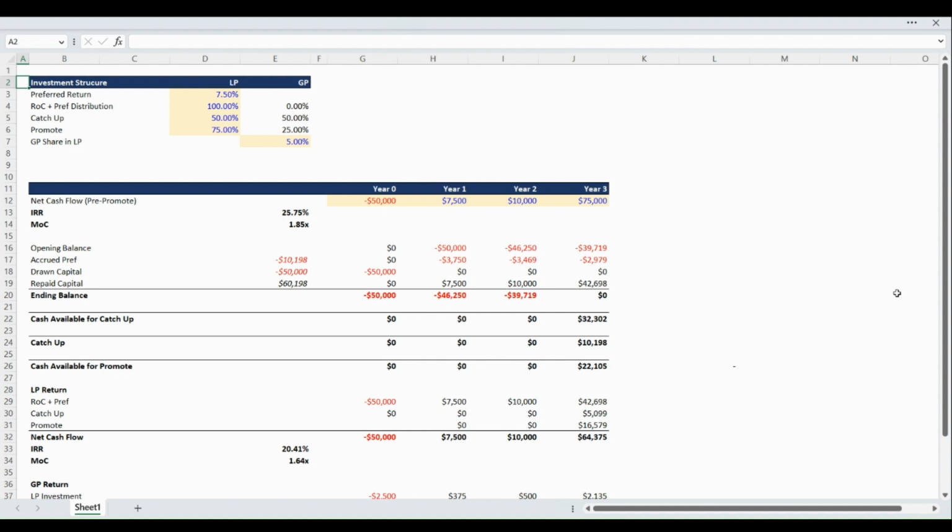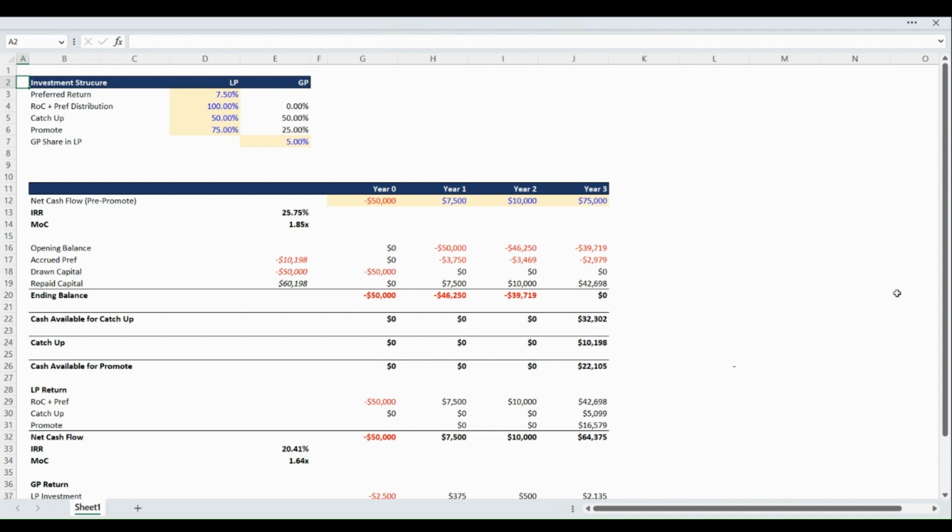The next input is for the return of capital and preferred return distribution. This input will determine the prorated distribution of returning capital and the preferred return between the limited partner and general partner. As shown in our example, this input will most likely always be set to 100% for the limited partner, as the general partner will typically not receive a return of capital or return until after the return of capital and preferred return is fully distributed to limited partner investors.